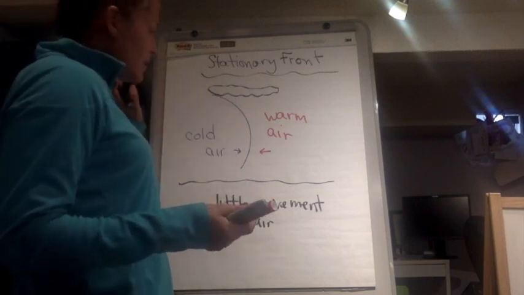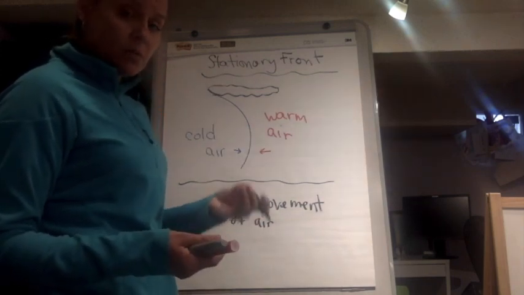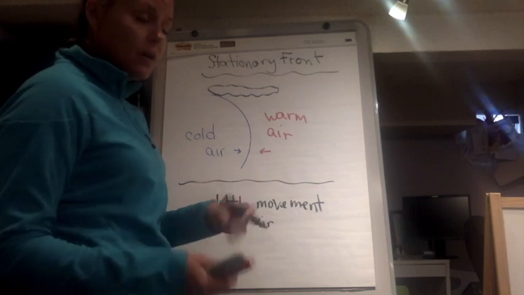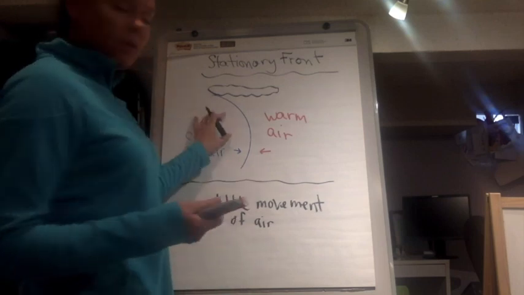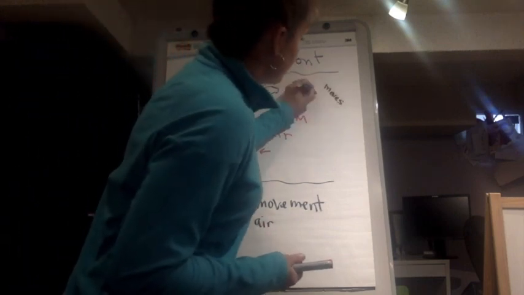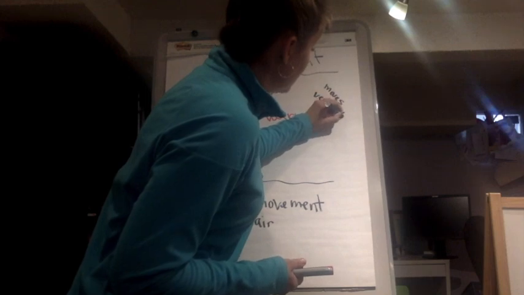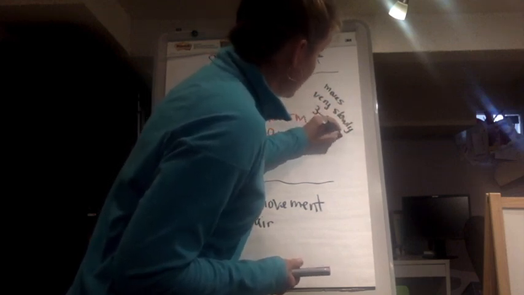A cold front doesn't last very long. It moves through very quickly. That's where we get our thunderstorms and our severe weather. A warm front may last about a day or so, but these stationary fronts can actually last. So I'm going to say moves very slowly and may last like 3 to 4 days.